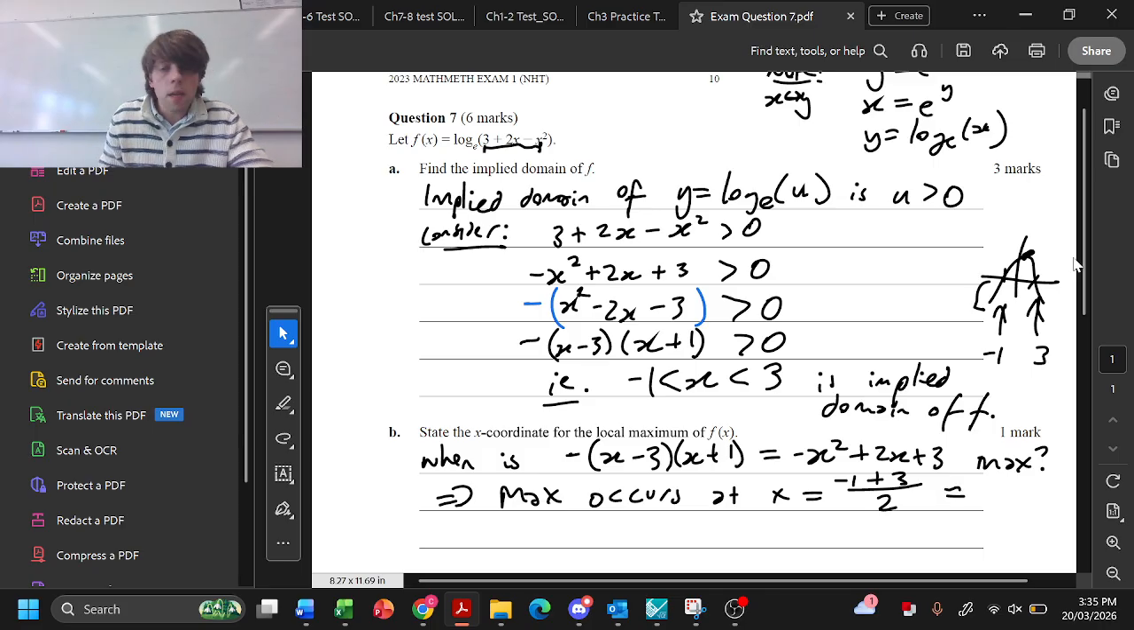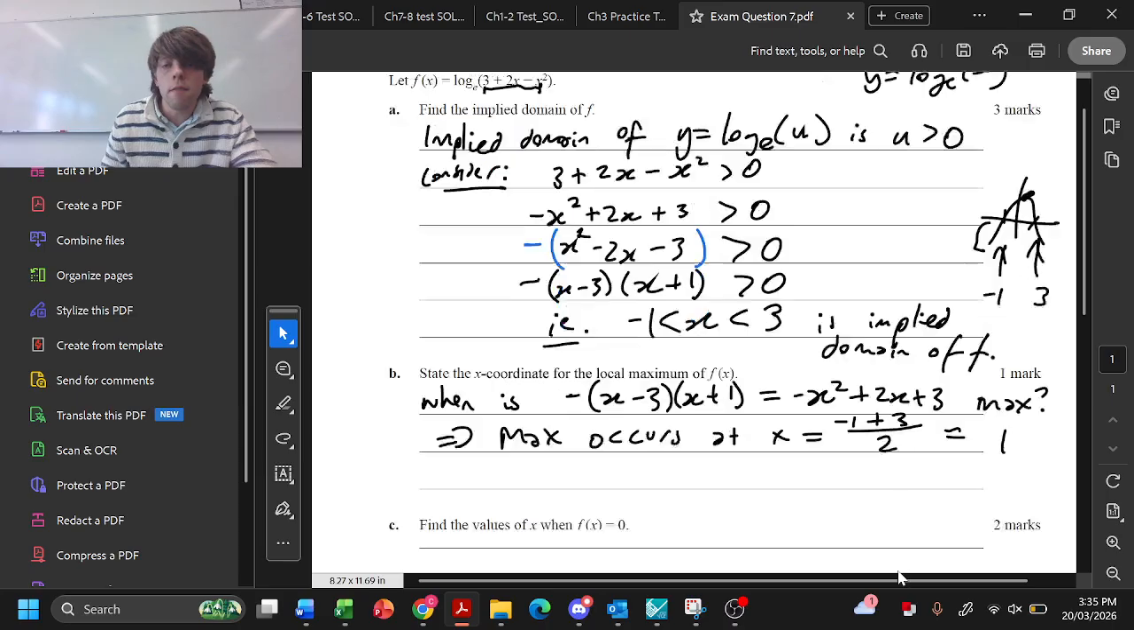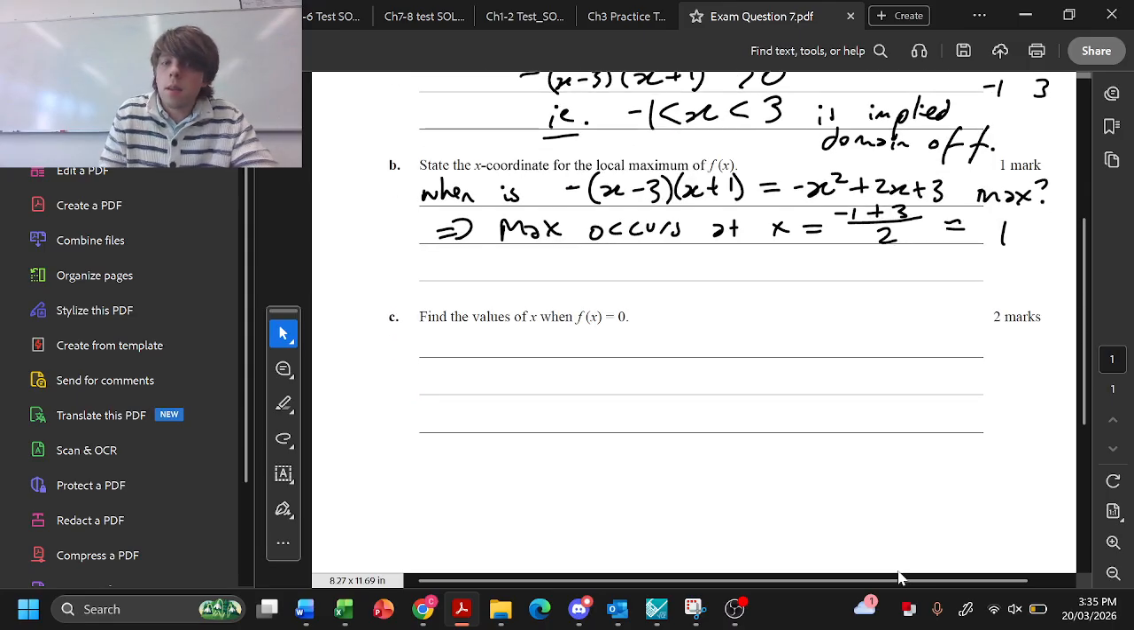The number that's right in the middle of those two numbers: -1 plus 3 is 2. 2 divided by 2 is 1. It's equal to 1. Okay, that's the answer. It's a B. So we found the x-coordinate of the local maximum of f of x is equal to 1. Now we just need to figure out what the values of x are when f of x is equal to 0.